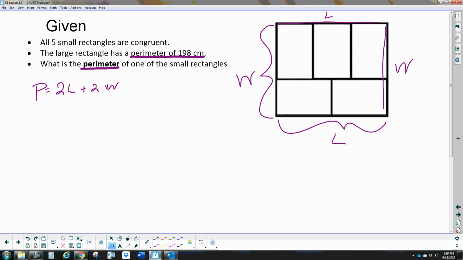Now we have the perimeter of the large rectangle: 2L plus 2W equals 198. That's given, a statement we can assume is true because they told us it's true. If you look at the length on top, it has 3 groups, but the length on bottom has only 2 groups. So we need to distinguish between the length and the width of the smaller rectangles.